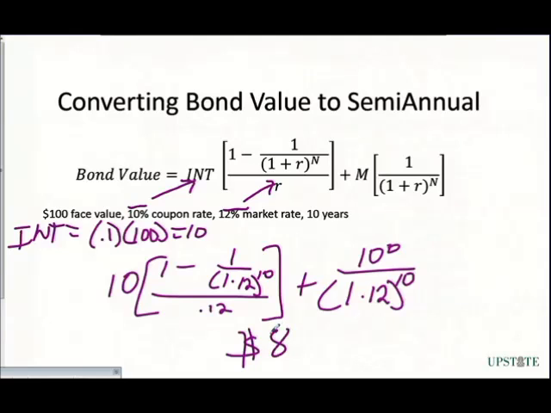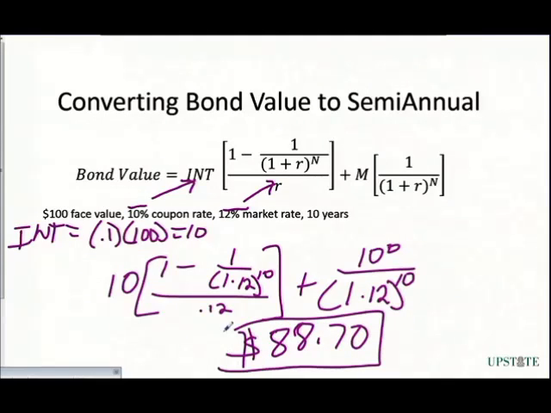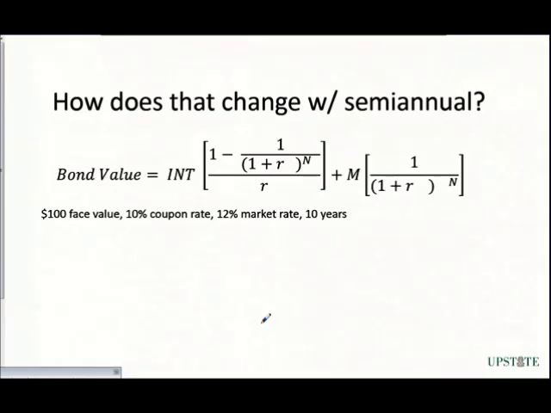We have a value of $88.70. If we change this to semi-annual payments, is this going to change our value? So we're now going to convert that bond with semi-annual payments.